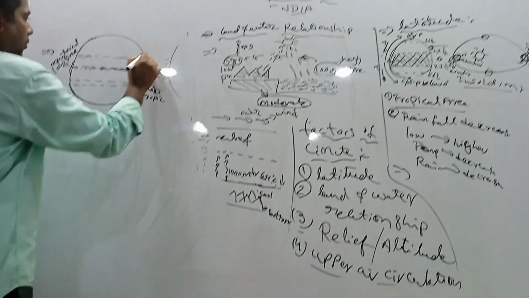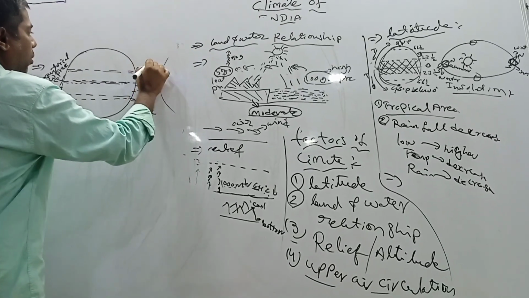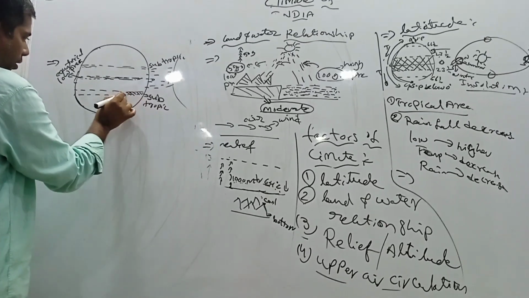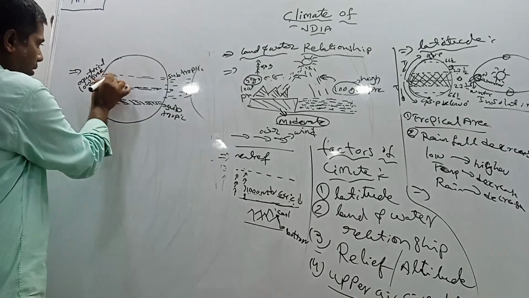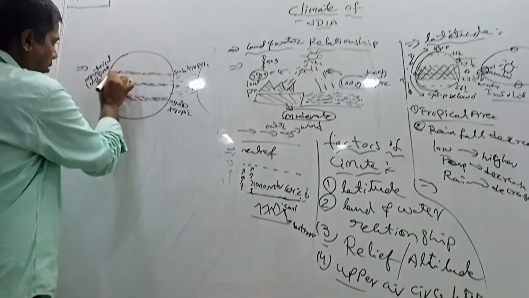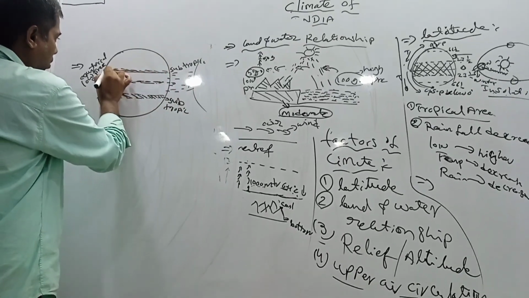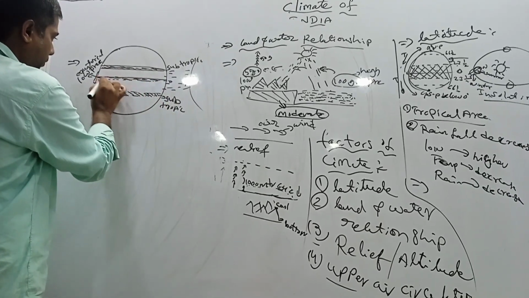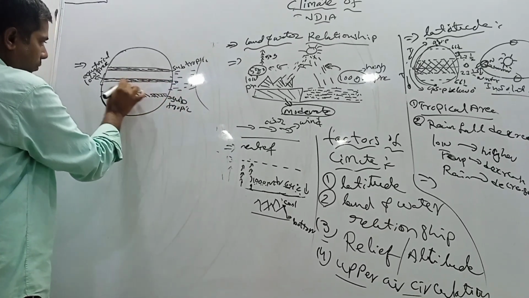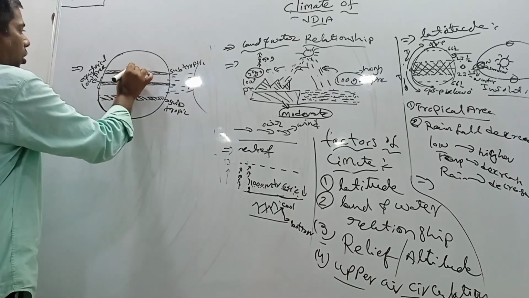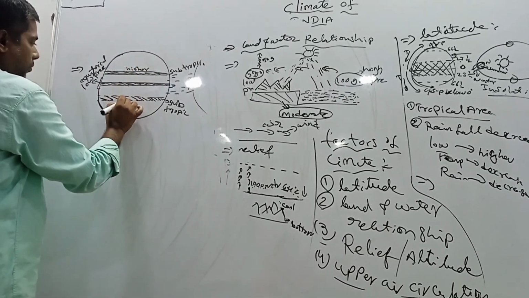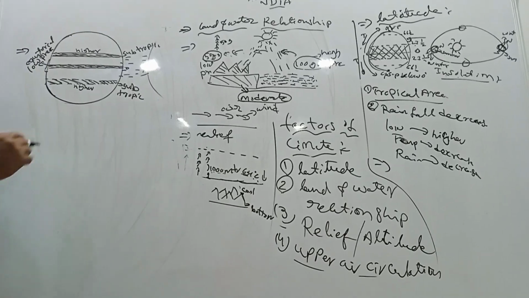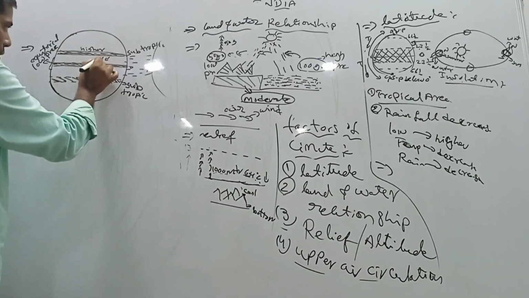Subtropical high pressure, at a particular degree. This is a high pressure belt, and this is a low pressure belt. So winds always blow from high pressure to low pressure.